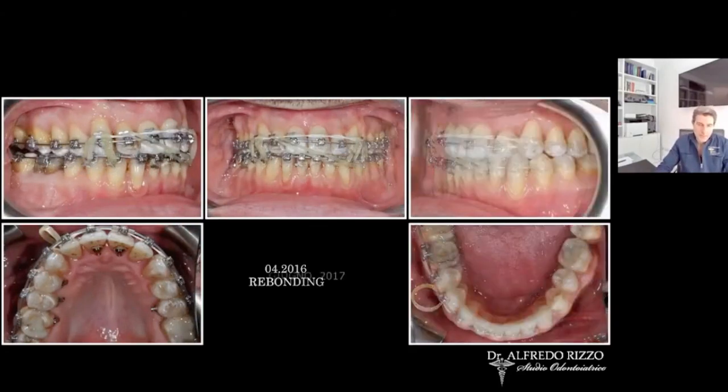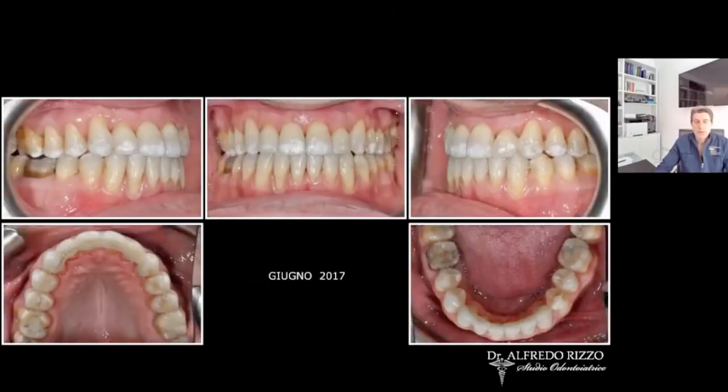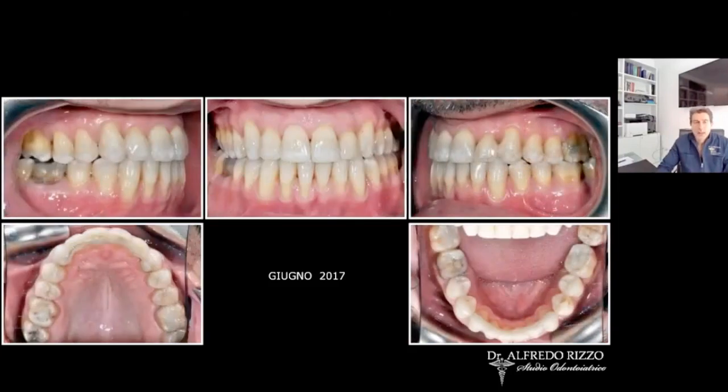I rebond some elements in order to improve their position, and this is the completion of the treatment in June 2017, where we have corrected class 3 on the right, crossbite on the right and on the left. We have realigned the midline, and we see class 1 on the right as well. These are the before and after photographs.